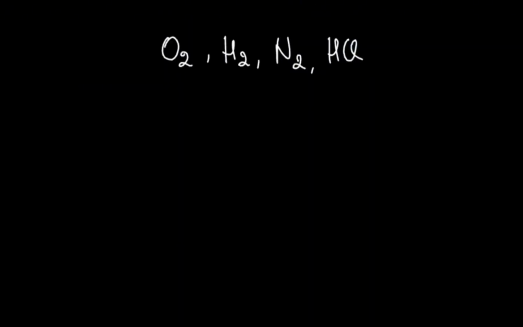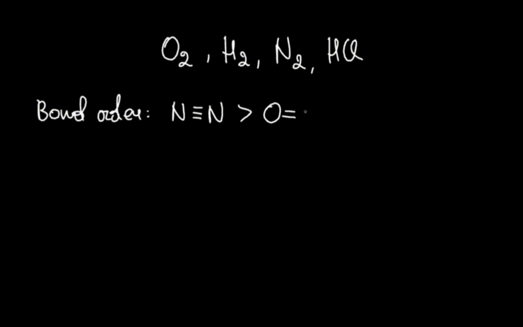Now let's adapt these rules and compare different covalent compounds and their strengths. In the first example, we have 4 molecules. What you want to do is always compare bond order first. So nitrogen has a triple bond, so it will have the strongest covalent bond. Then oxygen, because of the double bond. H2 and HCl have the same bond order.